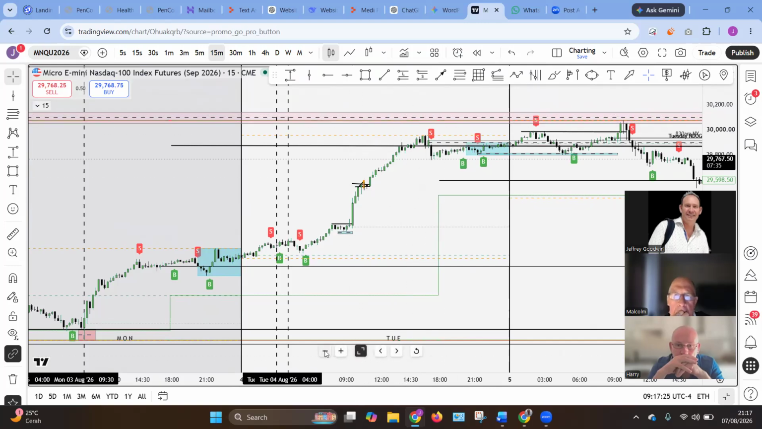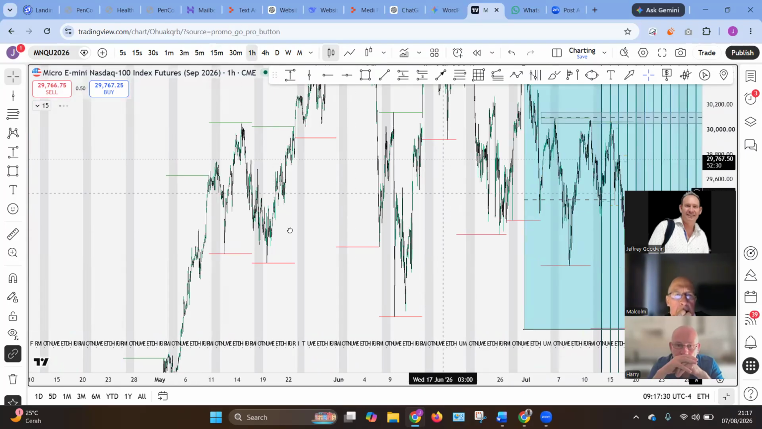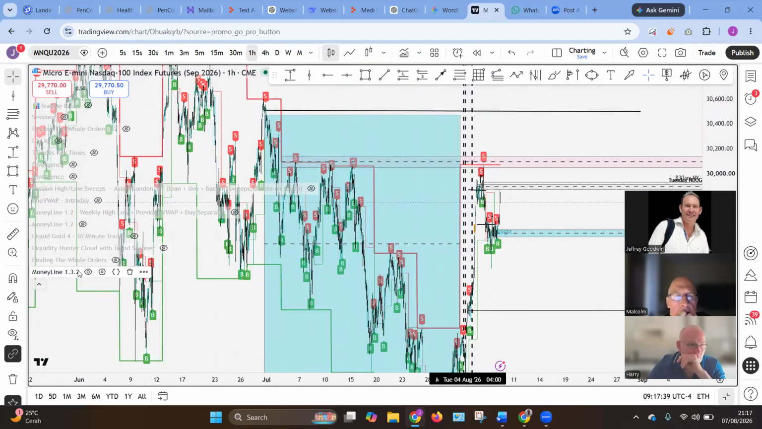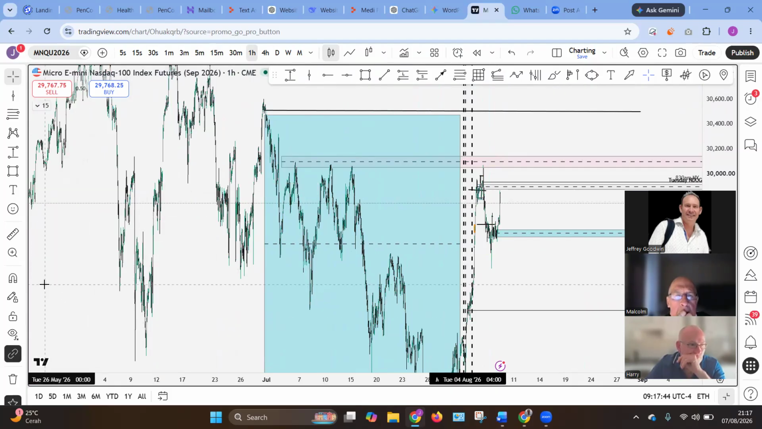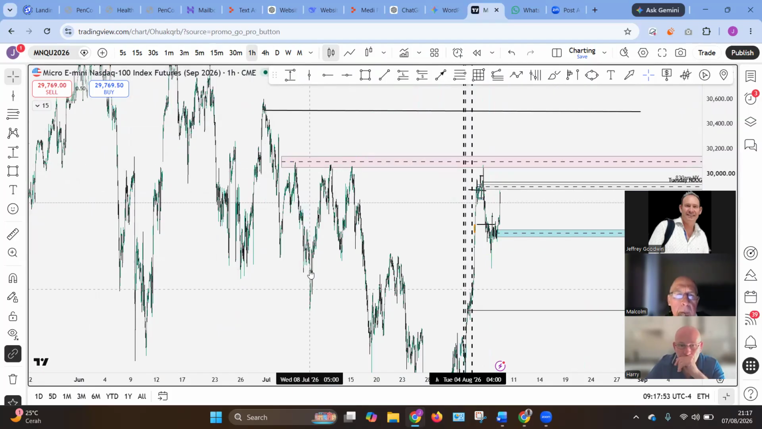What is this up here? Let's go to the hour time frame. What is this up here? Let's remove that indicator. I don't want to see anything. Does anyone see how it keeps rejecting off this price? Went up there, went up there, went up there, went up there, all times. So guess what might happen? Yeah, and that's exactly what it did.